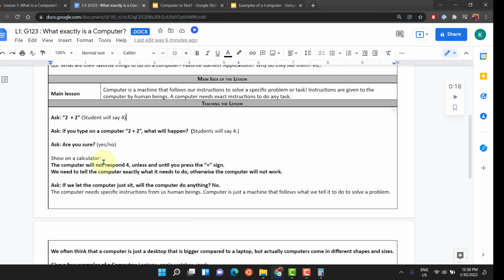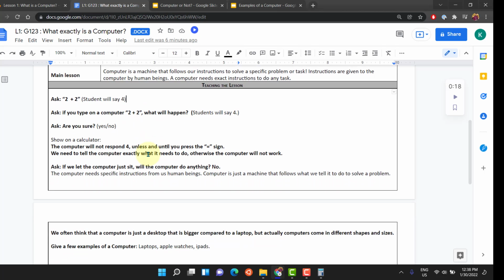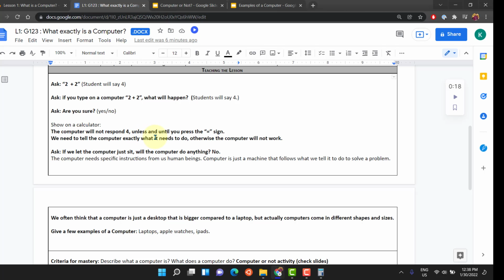So, here in the steps, first you will ask, if you type on a computer 2 plus 2, what will happen? And you will show on a calculator that just by saying 2 plus 2, it's not going to do anything unless you press the equal sign, unless you press enter, because the computer wants exact instructions from human beings. And if you just let the computer sit, it will not do anything. You will ask the students, if you just let the computer sit, what is it going to do? It's going to say no.